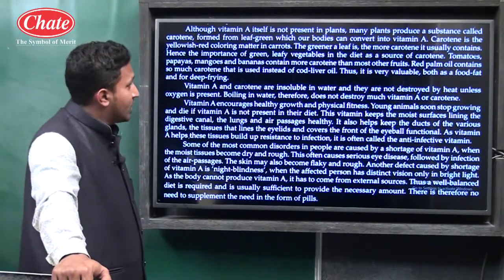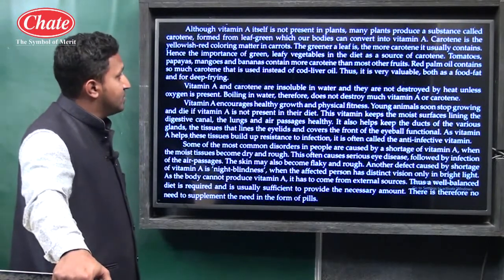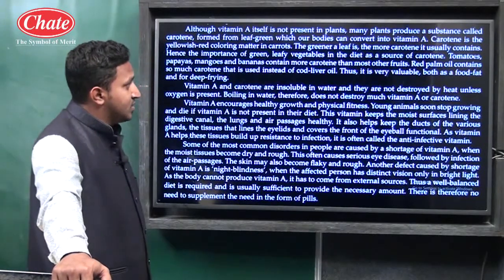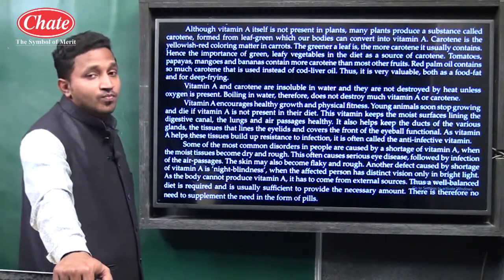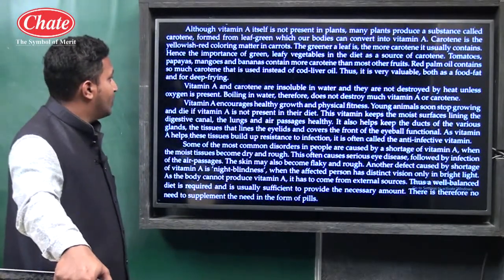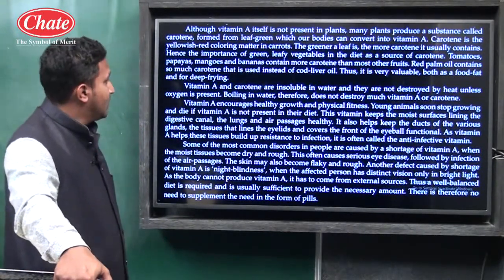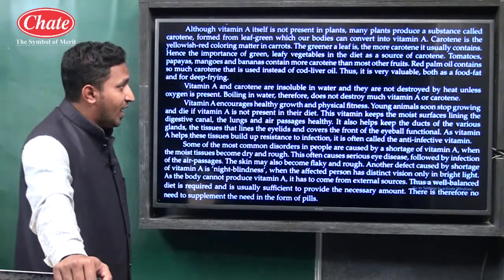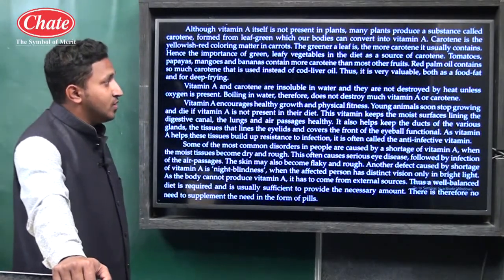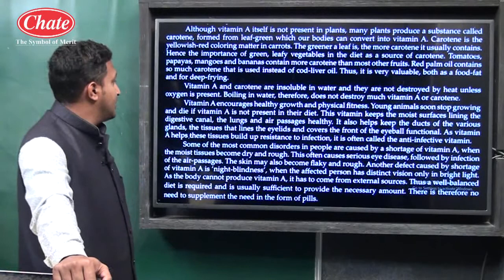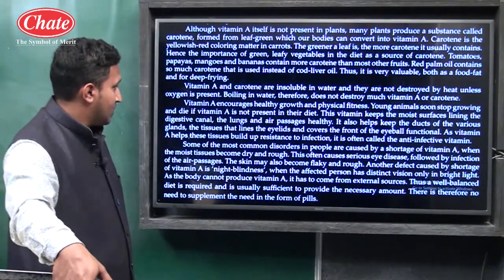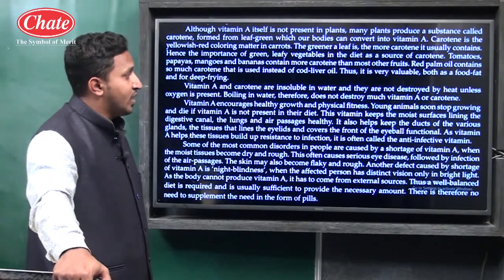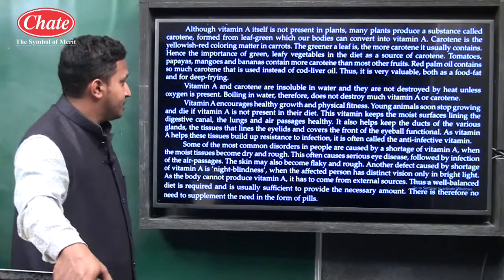Red palm oil contains so much carotene that it is used instead of cod liver oil. Thus, it is very valuable both as a food fat and for deep frying. Vitamin A and carotene are insoluble in water and they are not destroyed by heat unless oxygen is present. Boiling in water therefore does not destroy much vitamin A or carotene.